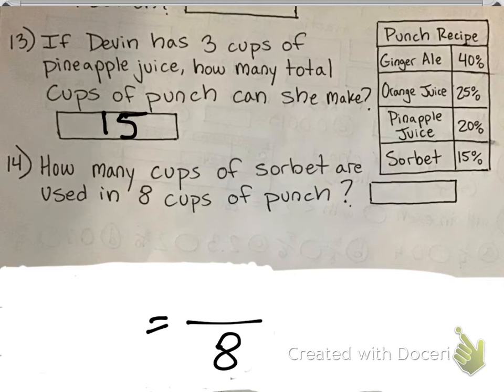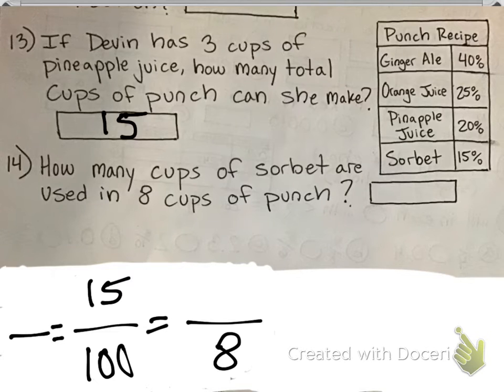8 is the whole because it's 8 cups of punch. Sorbet. What is the percent of sorbet? Melanie, what's the percent of sorbet? 15. So we get 15 over 100. Again, we can't do this one very well, so we have to simplify. Gohar, what do we get? 3/20. It's still not great, but 3/20 is equal to something over 8.